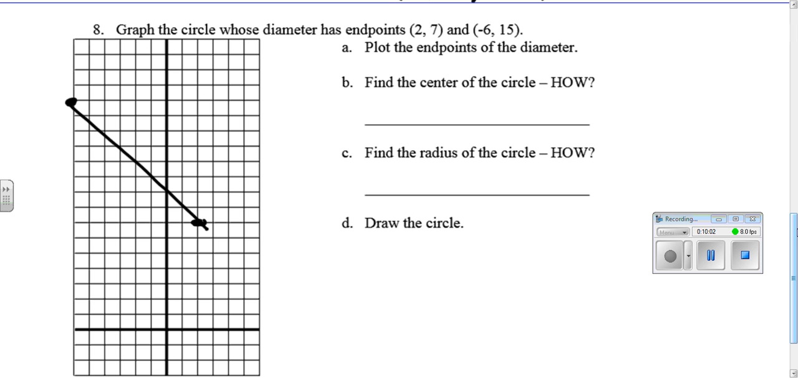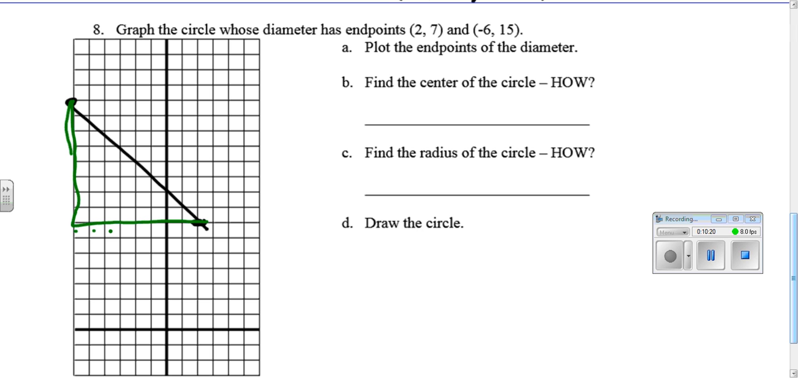Okay. So plot the endpoints of the diameter. Find the center of the circle. How do we do that? How do we find the center of a line? If you said midpoints, you are correct. So I'm going to go ahead and draw my triangle in again. And then I'm going to count.